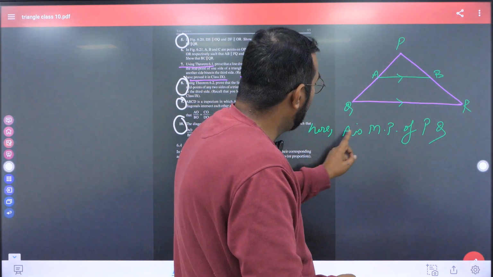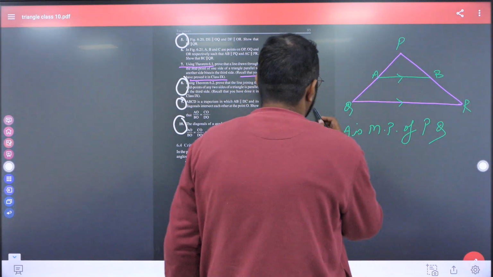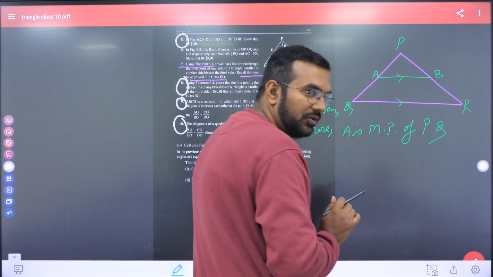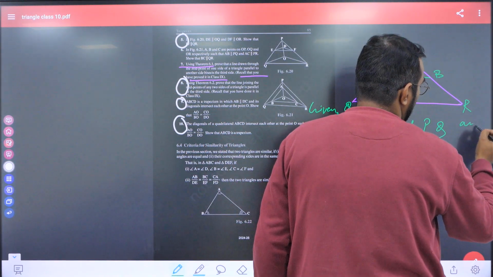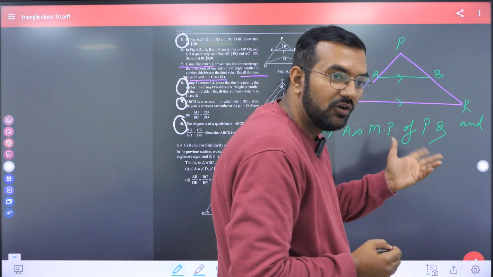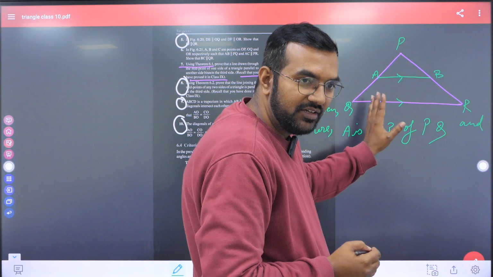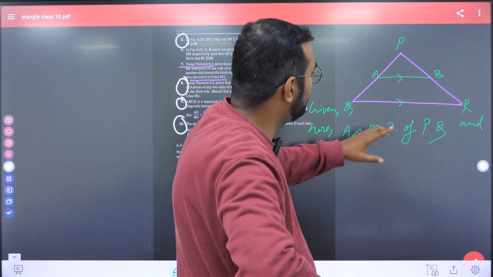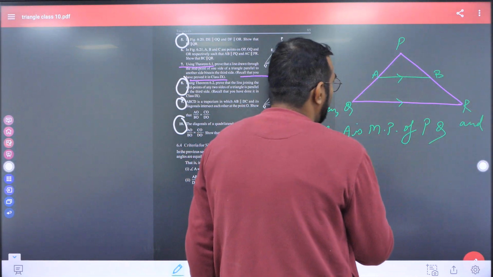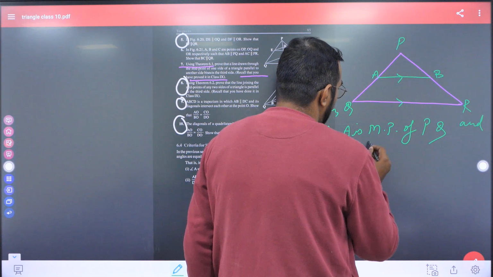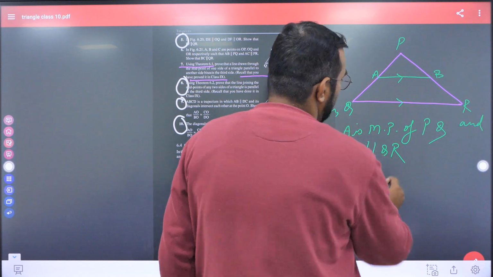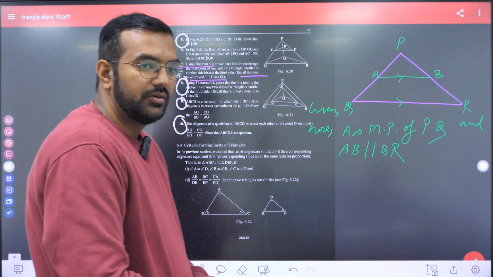Here A is the midpoint of PQ. It is given. What are the given things? Given A is the midpoint of PQ, and what else? One another thing is given: AB is parallel to QR. So A is the midpoint of PQ and AB is parallel to QR. These two things are given.